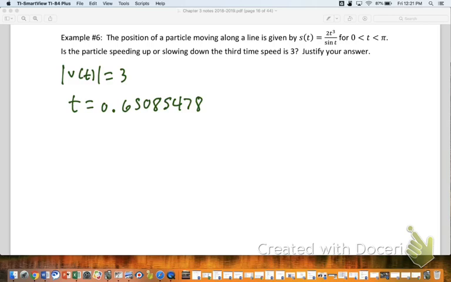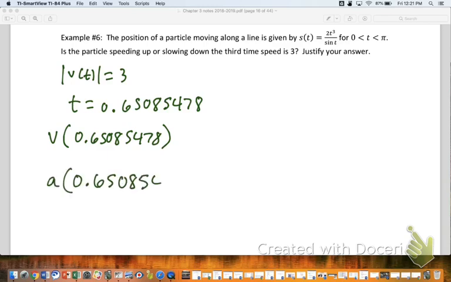Same sign. Acceleration and velocity have the same sign, but speed would be decreasing if acceleration and velocity had opposite signs. So all I have to do is really test out the signs of acceleration and velocity. The good news is I already have that velocity function in my calculator, so I need to figure out velocity at 0.65085478, and then I need to figure out acceleration at that same time.